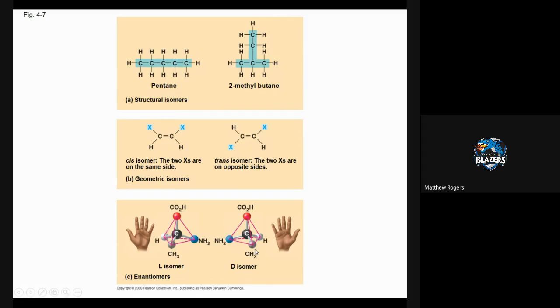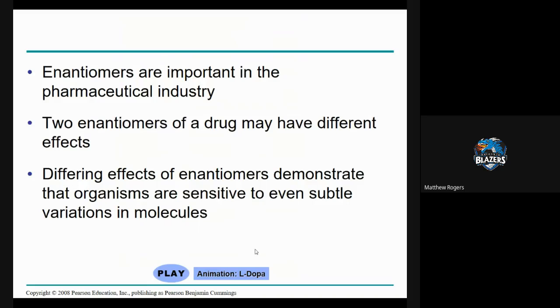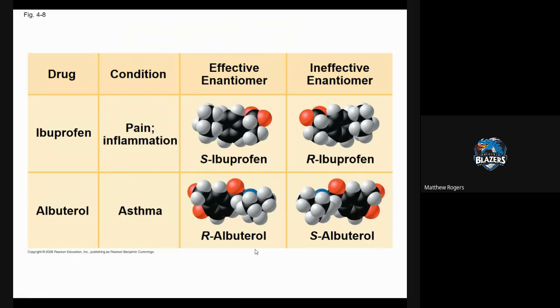Now, enantiomers are really important when making drugs. And it's really important in biology in general. For example, ibuprofen has a left-handed and right-handed. I know it says S. You would think it would say L. But S is the German or whatever the German word is for left. And so S ibuprofen works. R ibuprofen does not. And then albuterol, the right albuterol works. The S albuterol does not.